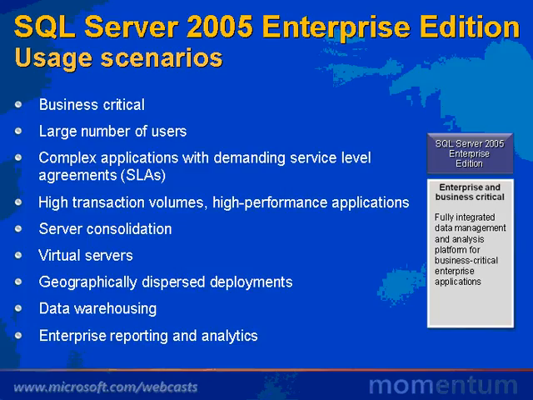So the usage scenarios, in summary, for the Enterprise Edition are business critical. If you have an application that cannot be down and it hurts your business, the Enterprise Edition is the way to go. If you have a large number of users and a complex application that has a very demanding service level agreement, Enterprise Edition is the way to go. High transaction volumes and high performance applications, as I mentioned, are perfect for Enterprise Edition.